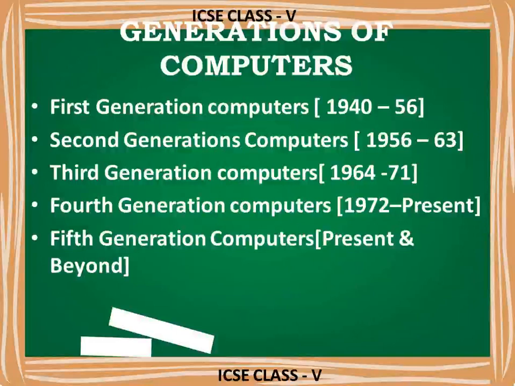Welcome back, students. In this session we will discuss generations of computers. Till the present day, five generations of computers are present, so we will go one by one. That is the first generation of computers: 1940 to 1956. That period is considered the first generation of computers.